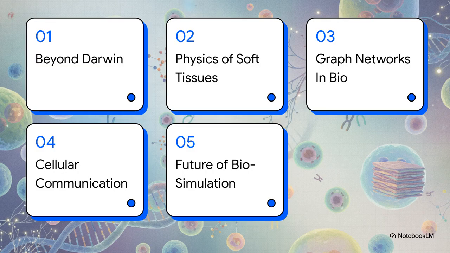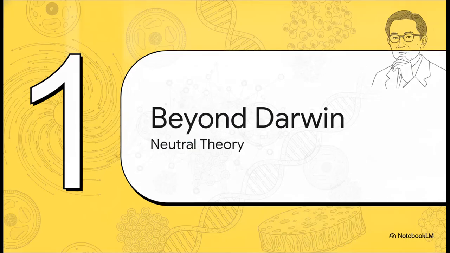Here is our cognitive map for today's explainer. 1. Beyond Darwin, neutral theory. 2. The physics of soft tissues. 3. Graph networks in biology. 4. Decoding cellular communication networks. And finally, number 5, the future of biosimulation. Starting with Section 1, Beyond Darwin, Neutral Theory.